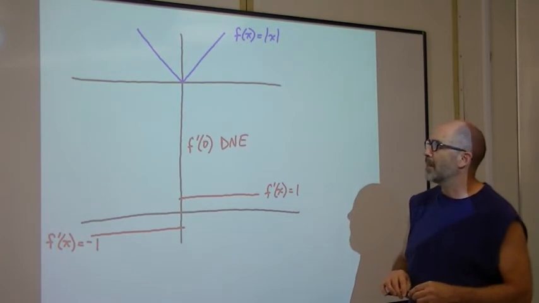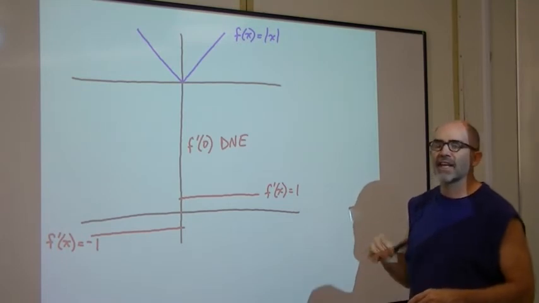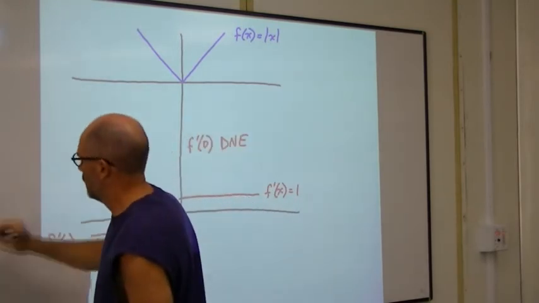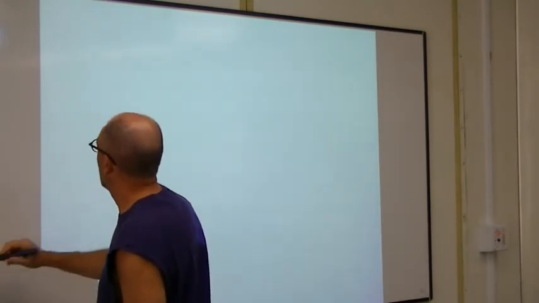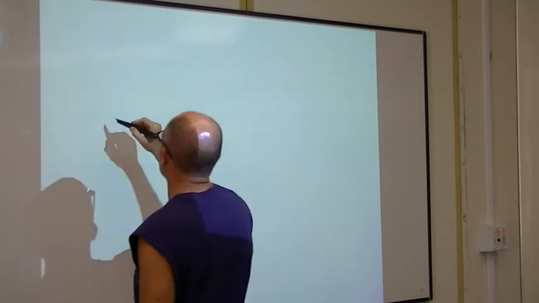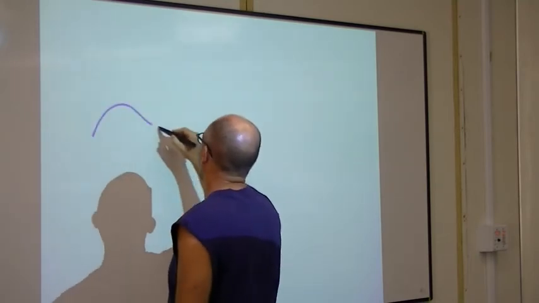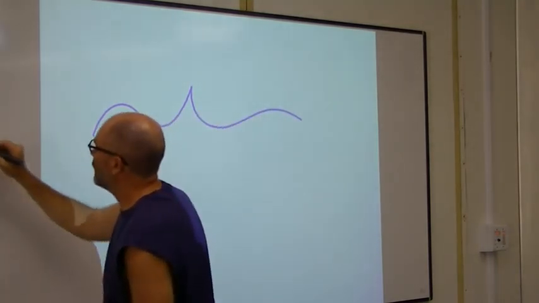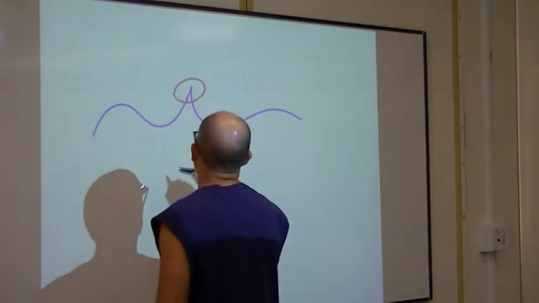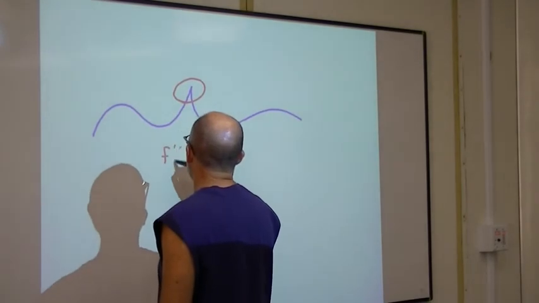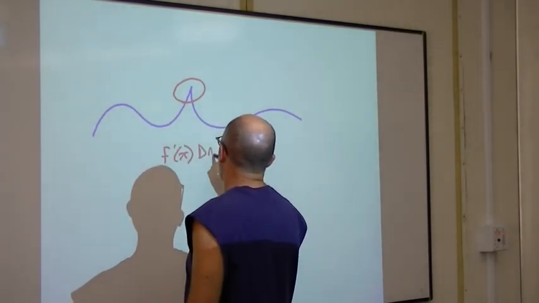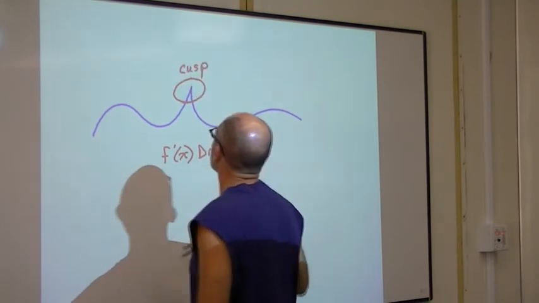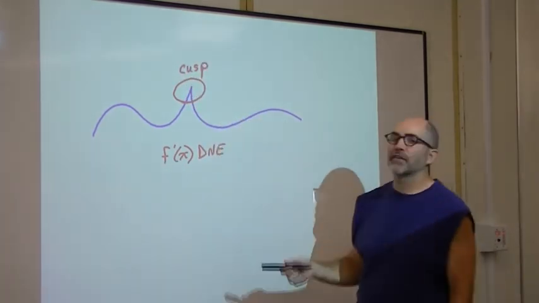Well, the same thing happens if you have what's called a cusp. If you have a curve that goes like this. Okay, right at this point, f prime of x does not exist. This is called a cusp. And the derivative doesn't exist.